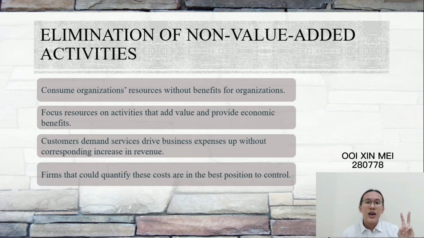Besides, the second advantage is the elimination of non-value-added activities. Activity-based costing system helps to eliminate the non-value-added activities that consume the organization's resources without any benefits for the organization. With this analysis, the service sectors could focus their resources on the activities that add value to the customer and provide economic benefits.